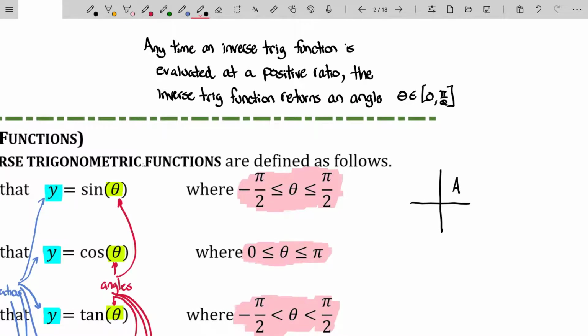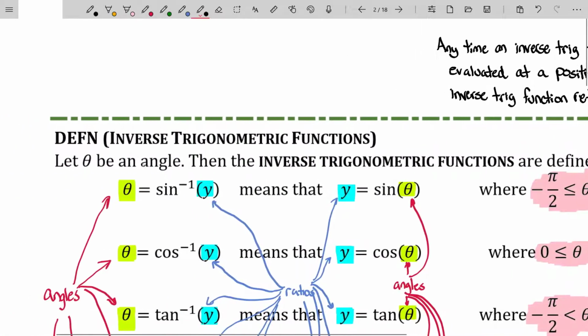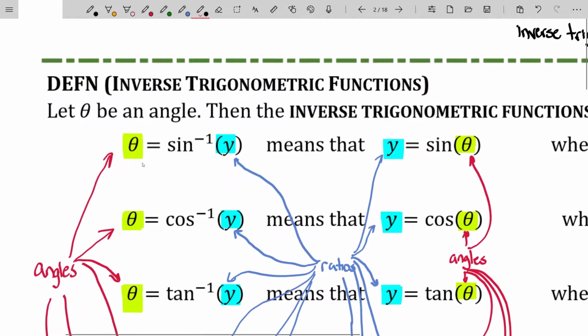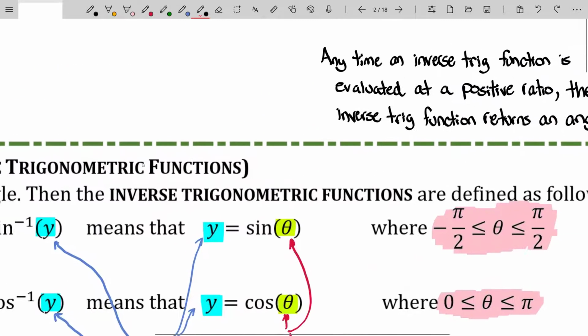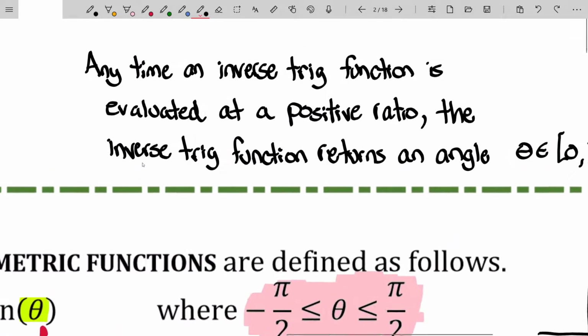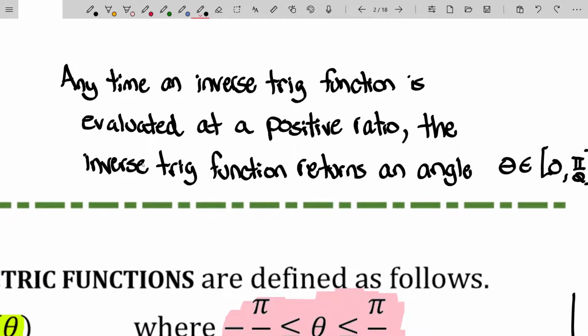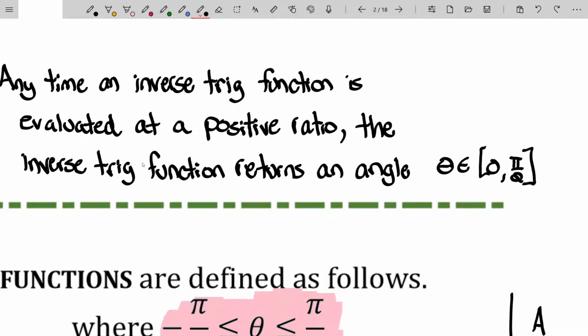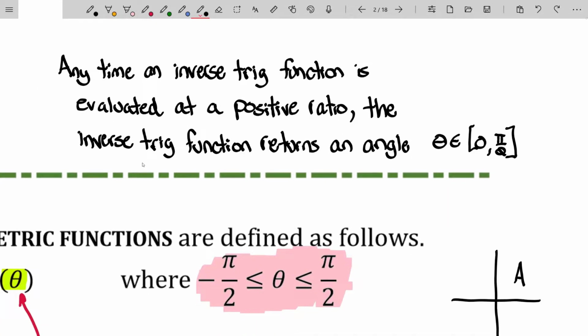Anytime an inverse trig function is evaluated at a positive ratio, remember, inverse trig functions take ratios as their inputs. Anytime you plug in a positive ratio, the inverse trig function returns an angle, which it always does, but it will return an angle between 0 and pi over 2. It might not be exactly 0 or pi over 2, because some of the inverse trig functions can't return those, but they can return angles between them. So that is one huge deal.